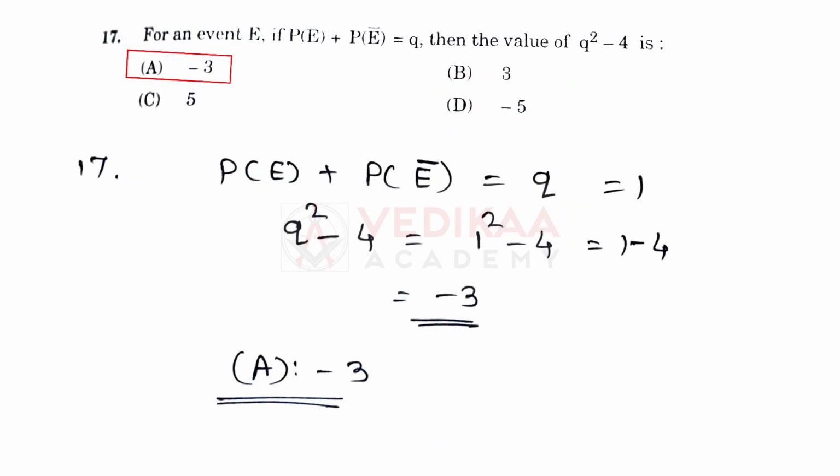Question number 17. For an event E, P of E plus P of E bar is equal to Q. Now we know that P of E plus P of not E is always equal to 1. So you can easily see that the value of Q is equal to 1 and it is required to calculate the value of Q squared minus 4. So the required value is coming out to be minus 3. So answer is A, minus 3.